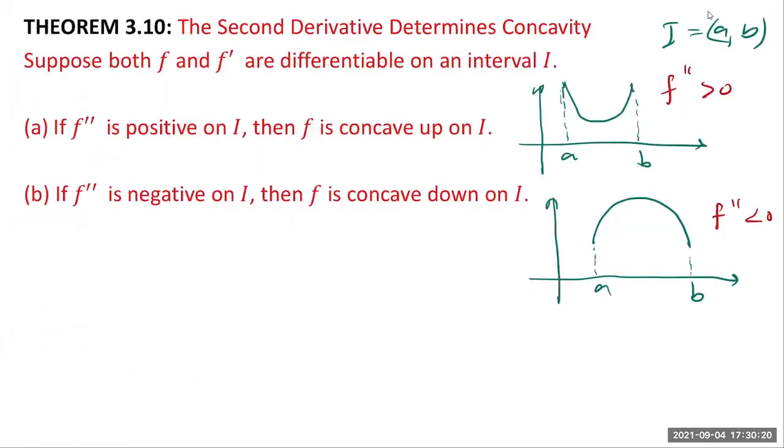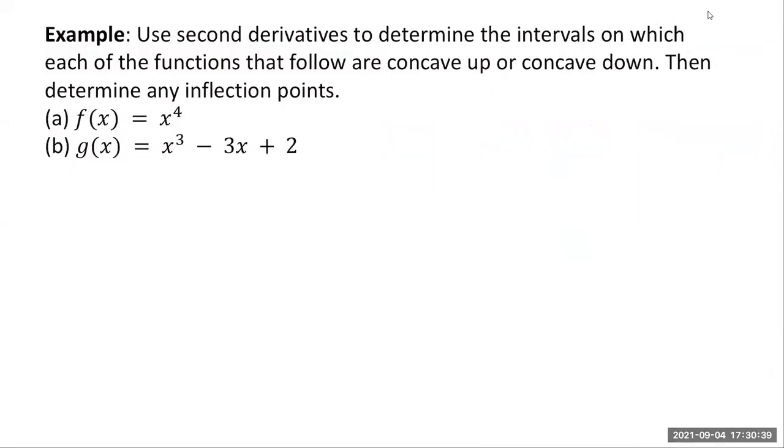This theorem tells you that if f double prime is positive, then the function is concave up on that interval. If f double prime is negative, then the function is concave down in that interval. Okay. All right. That's what we are going to use. We are going to check the sign of the second derivative, or in other words, we are going to construct a sign chart. Let's work on the first part.